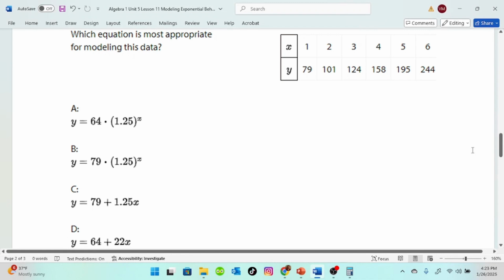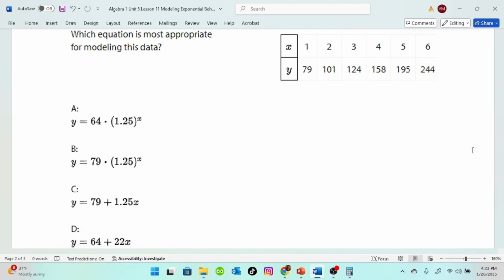Our next practice problem gives us a table of values on the right and asks us which equation is most appropriate for modeling this data. So, the first thing we need to notice is that right here we have x equals 1 and y equals 79. This is not the initial amount.